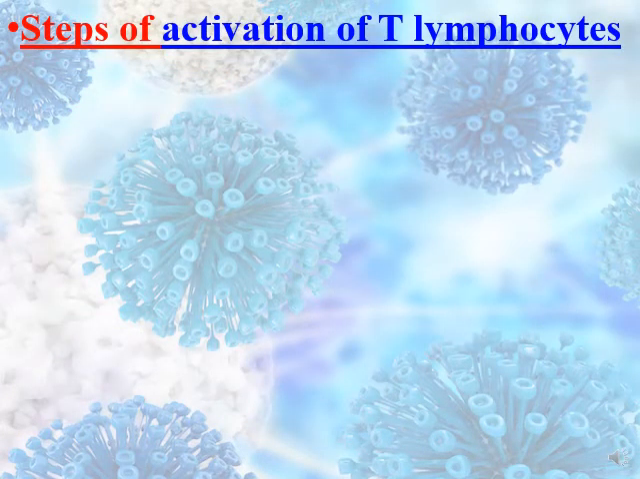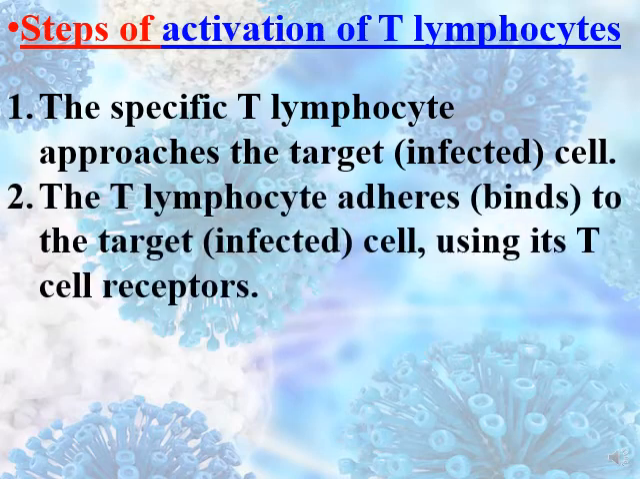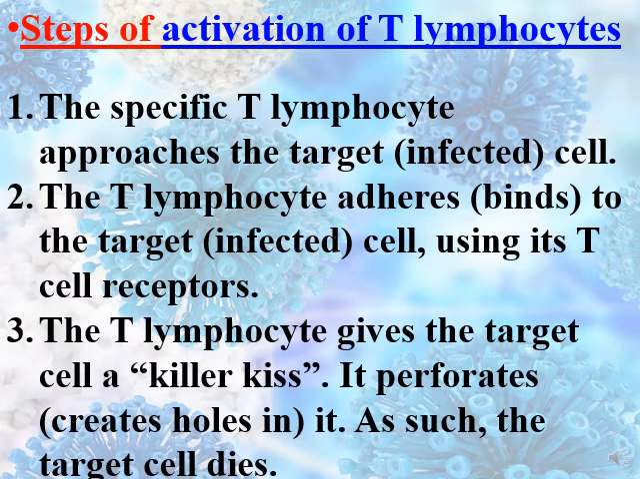What are the steps of the activation of T lymphocytes? Number 1, the specific T lymphocytes approach the target or infected cell. Second, the T lymphocytes adhere or bind to the target infected cell using its TCR, the T cell receptor. Third step, the T lymphocytes give the target cell a killer kiss. It perforates, creates holes in it. As such, the target cell dies.